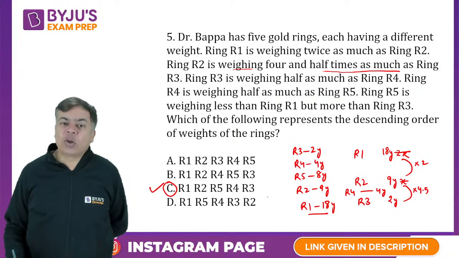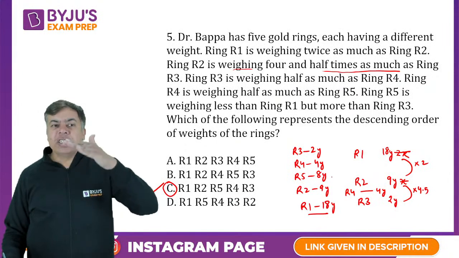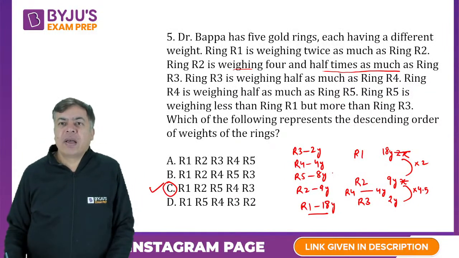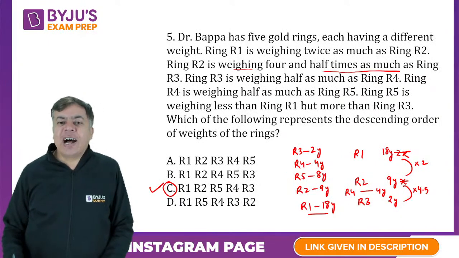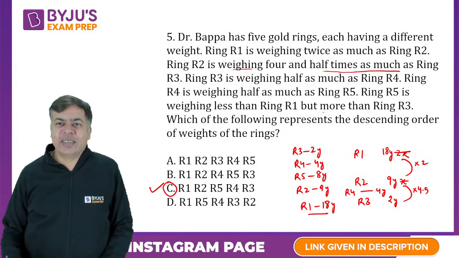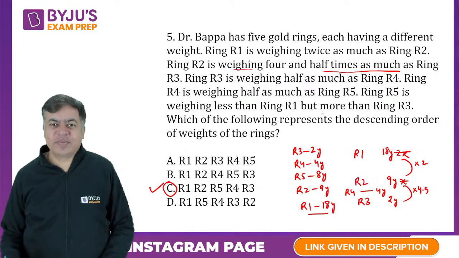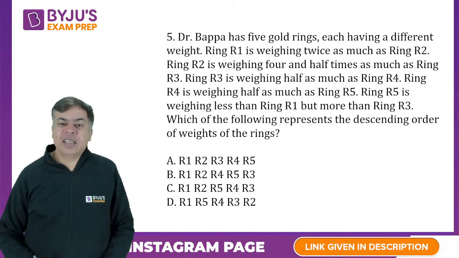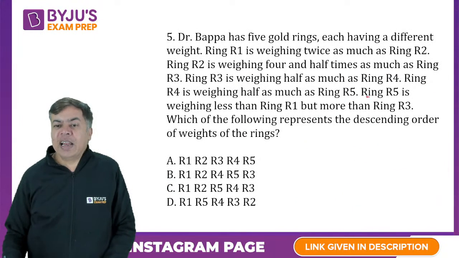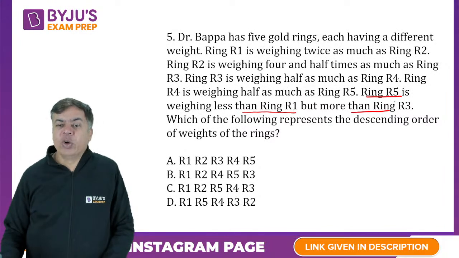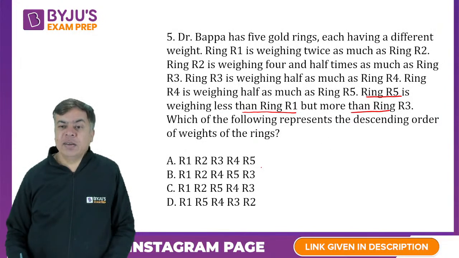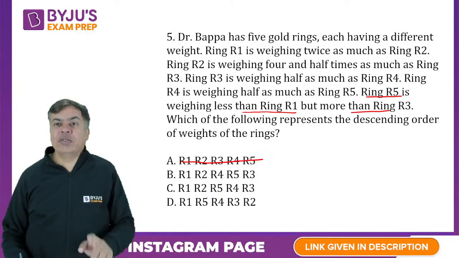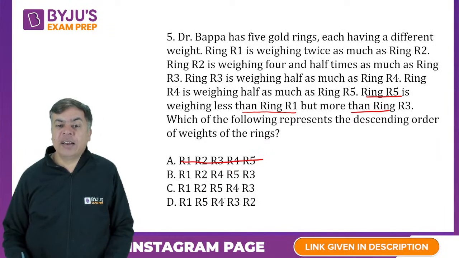See, in such questions, because the statements are given in such an order, it looks slightly complicated. But if you start reading from the reverse, it would be a very easy question. If the order of the statements is changed, it becomes very easy. Read the same question from the last: ring R5 is weighing less than R1, but more than R3. You can eliminate certain things, so R5 should be more than R3.